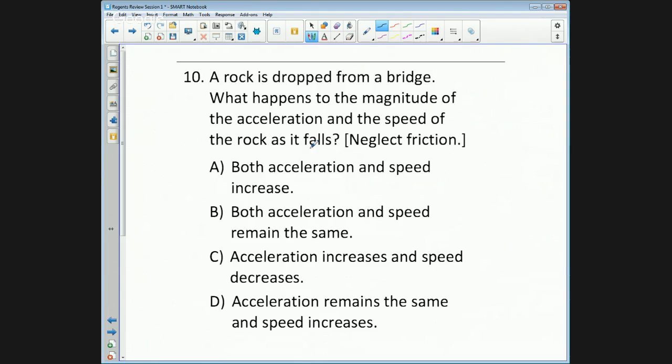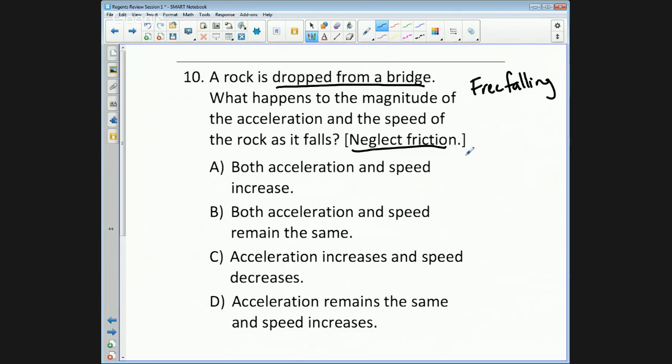A rock is dropped from a bridge. What happens to the magnitude of the acceleration and the speed of the rock as it falls? Neglect friction. So it says it's dropped from a bridge. Dropped from a bridge, or anything dropped, means that it's going to be undergoing free fall. Because we're ignoring friction, this object is going to be free falling.